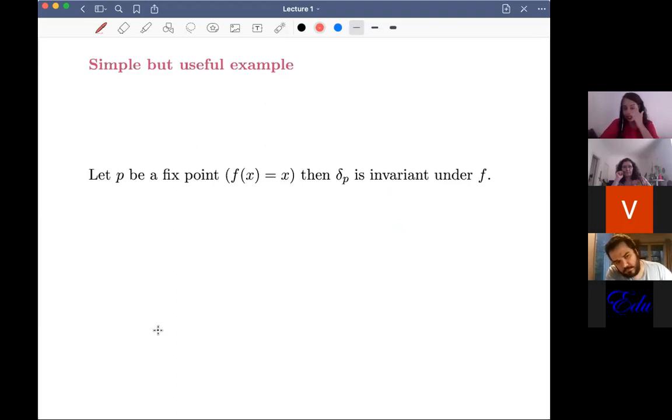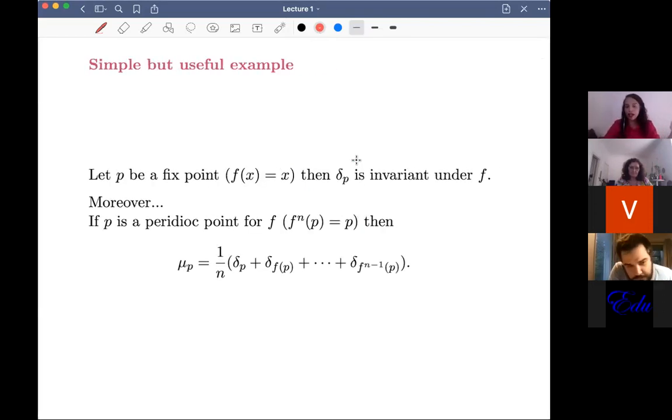Well, a very simple but very useful example is with the Dirac. Suppose you have a fixed point, f(p) is equal to p, where p is the fixed point. If you have a fixed point, then the Dirac on this point is an invariant measure.